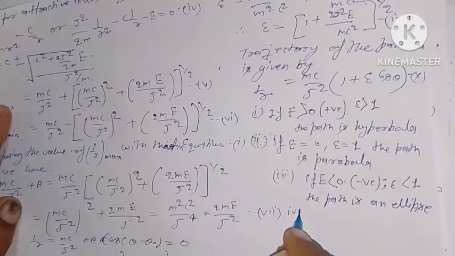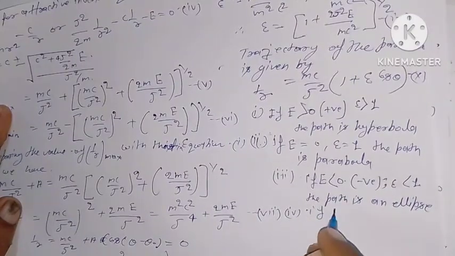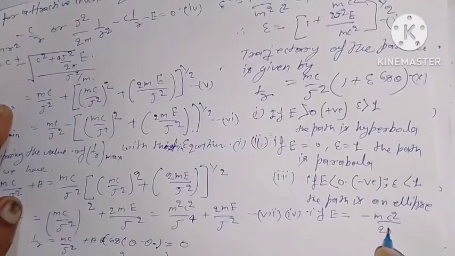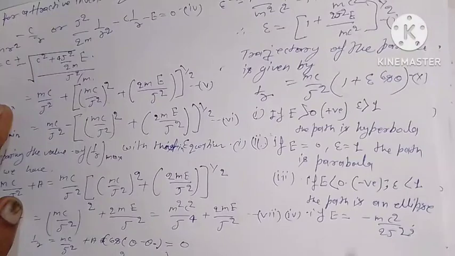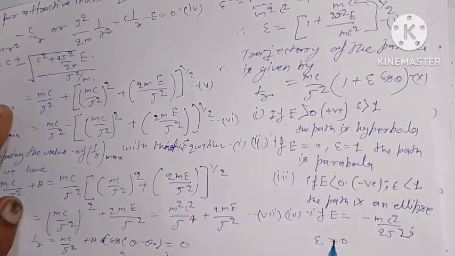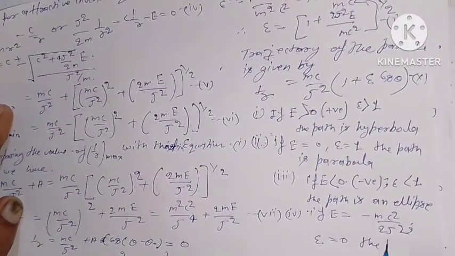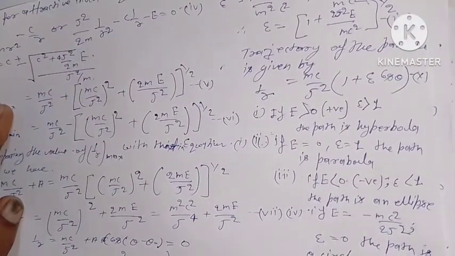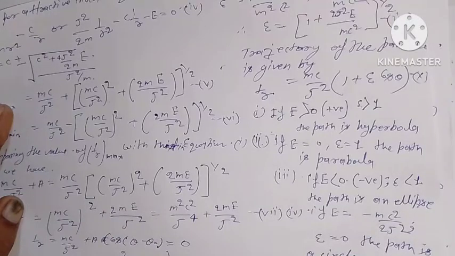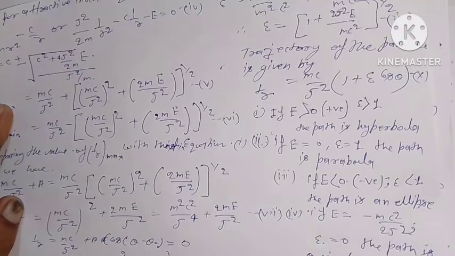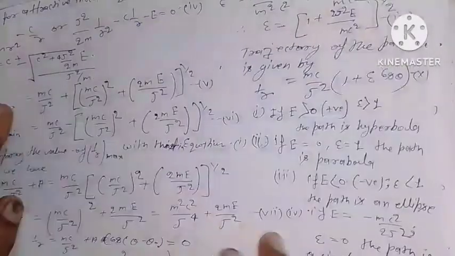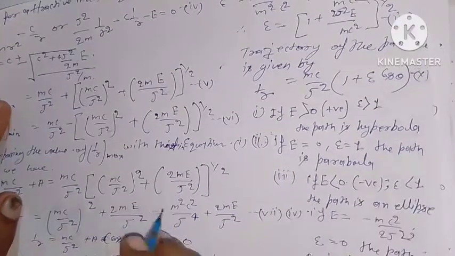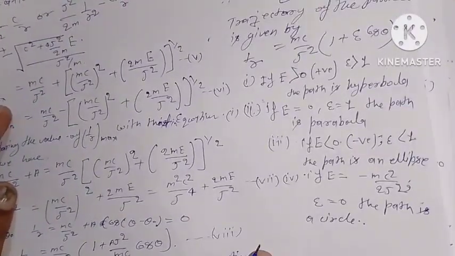And fourth point: if total energy E equals minus mc²/2J², then epsilon equals 0, and the path is a circle, as shown in the figure. This is the fourth point of this equation.